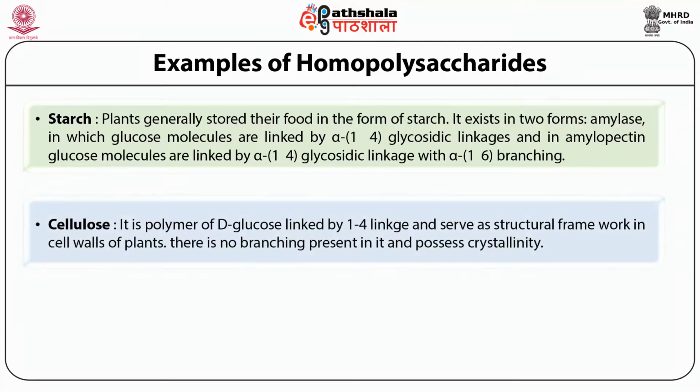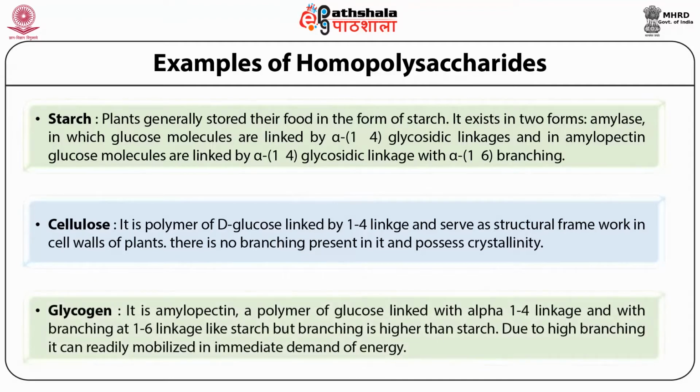And cellulose is a polymer of D-glucose linked by beta-1,4 linkages and serves as a structural framework in the cell walls of plants. There is no branching present in it, and it possesses crystallinity.